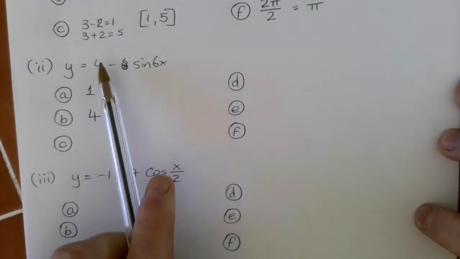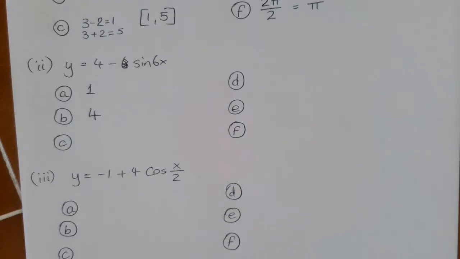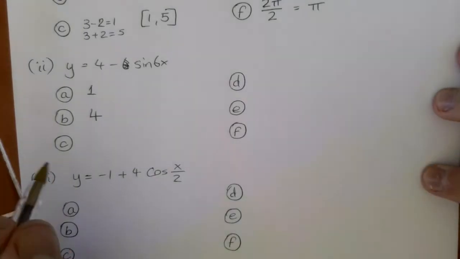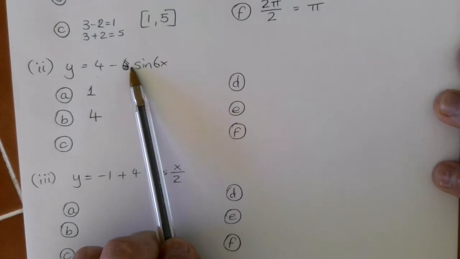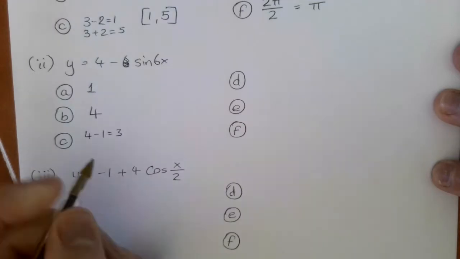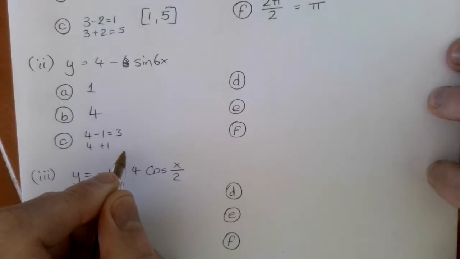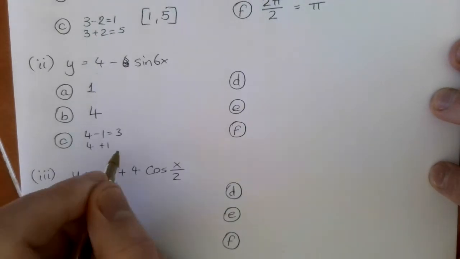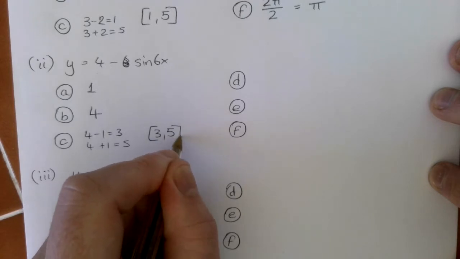Like I said for the previous one, if there's no number here at all, that means it's going to just start at 0. But for these questions, there is a start point. Then next up we have the range. So the range is going to be the highest value and the lowest value. Since there's no number in front of this here, it's going to be 1. So it's going to be 4 minus 1, which is equal to 3, which is going to be the lowest value. And then for the highest value, it's going to be 4 plus 1, which is equal to 5. So that means the range for this one here is going to be between 3 and 5.